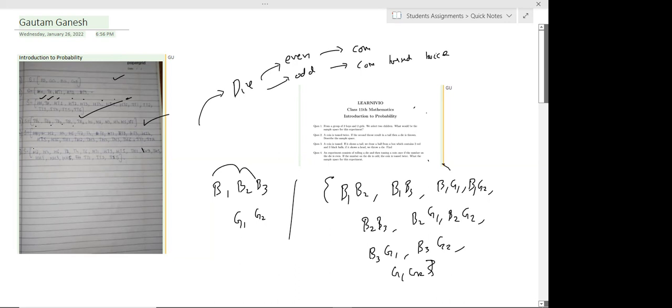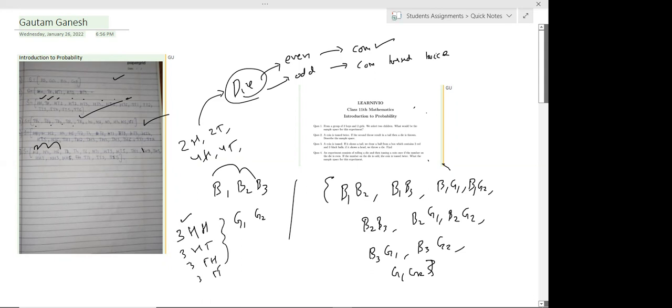So here you wrote heads, then two, heads, then four, heads, then six. But this is wrong, right? You have to throw the die first. So if it comes two, then you have to toss a coin, head or tail. Same for 4H, 4T. Right? Gautam? Yes, sir. And if it is odd, then you have to throw the coin twice. So HH, HT, TH, TT. For each odd case, there will be four cases. All right? Yes, sir. Okay.